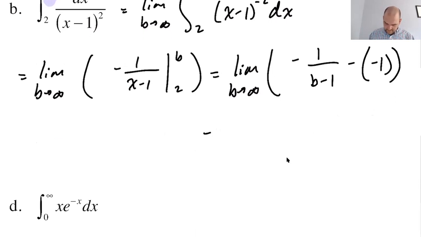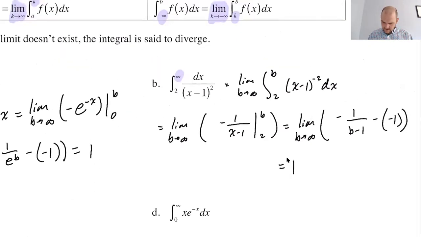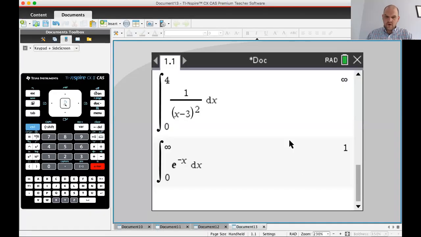Take the limit, and if b approaches infinity, 1 over b minus 1 is just basically 1 over infinity, so that's 0. So we get positive 1 again. That's interesting. Let's check that. It's weird that you would get the same answer on 2 problems in a row. I mean, it's not that weird, but like, why would the person who wrote these notes do that?